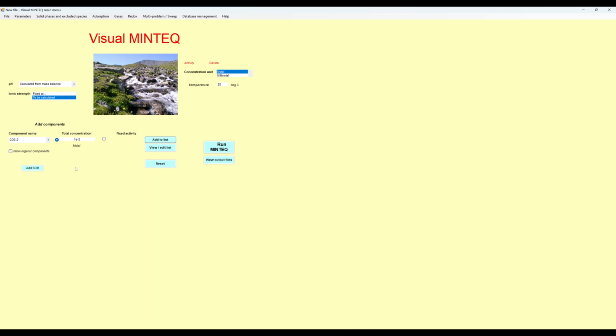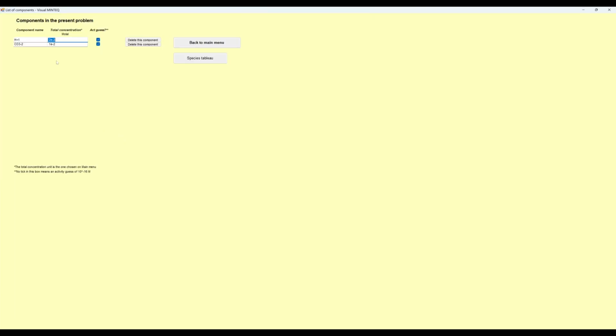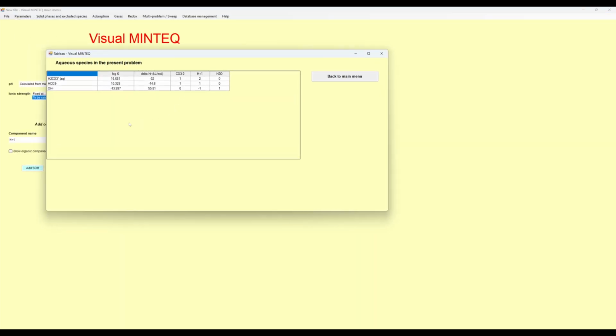The second species that we're introducing by adding carbonic acid is proton. The ratio of proton to carbonic acid is 2 moles of proton per 1 mole of carbonic acid, because it's H2CO3. So the proton concentration would be twice the total concentration of carbonic acid. Add to the list. Let's view the list and look at the reactions.